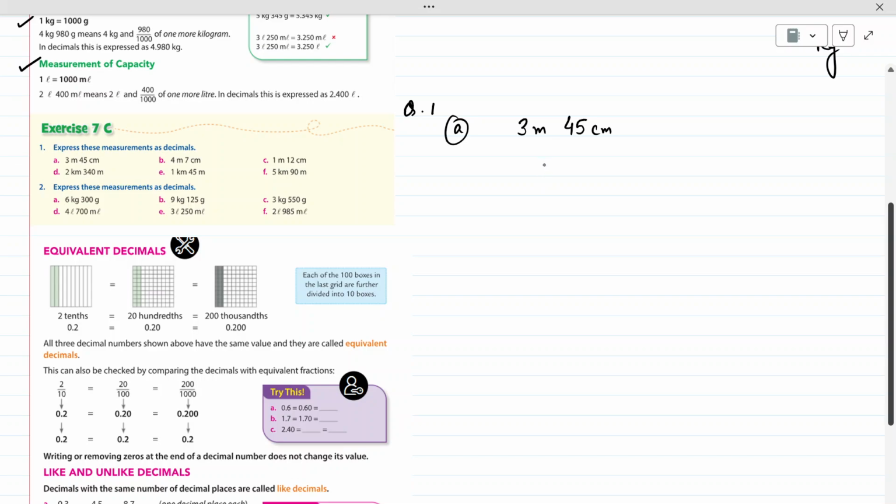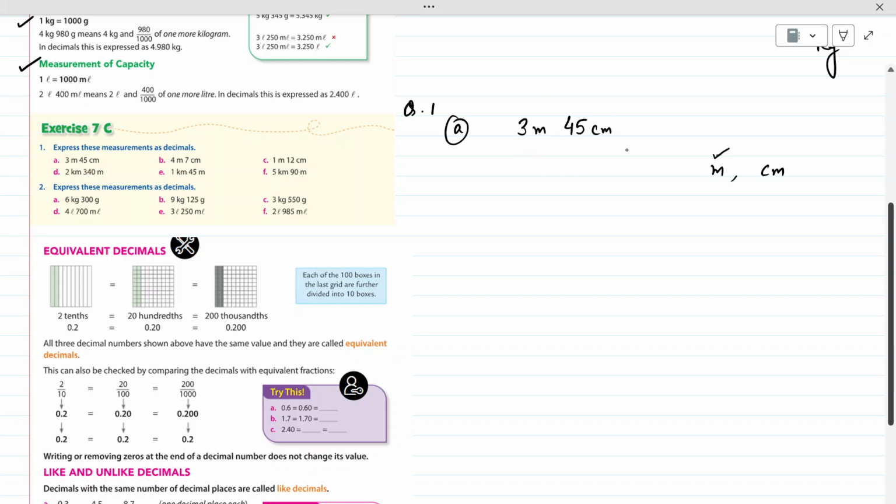First thing is we want to convert this entire measurement into one unit. We can express this as meters and we can also express this as centimeters. For this question, let us express these numbers into meters. So we have to convert 3 meter 45 centimeter completely into meters. This is one thing. At the same time, that measurement should be in decimals. So let's do it.